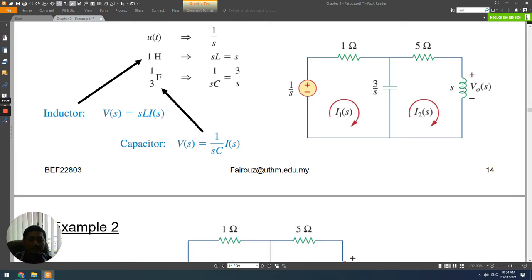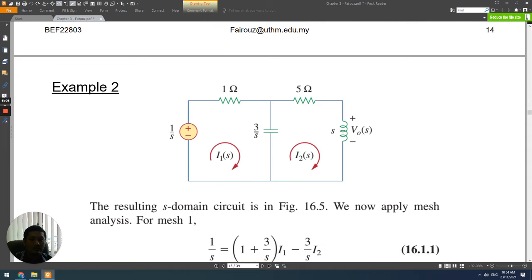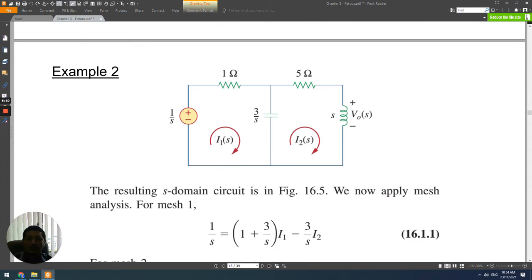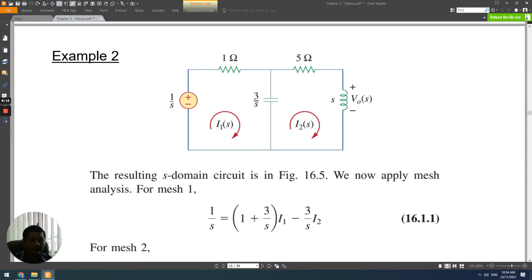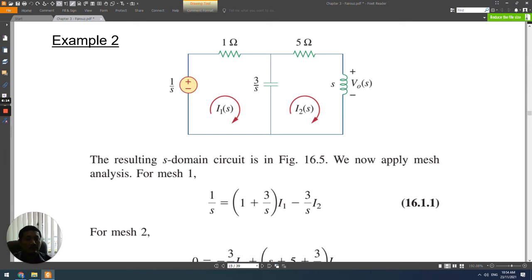Okay, next is to find the I2. Before we can find I2, we have to find I1. So we now apply mesh analysis for mesh 1. Take note of the direction of the current.